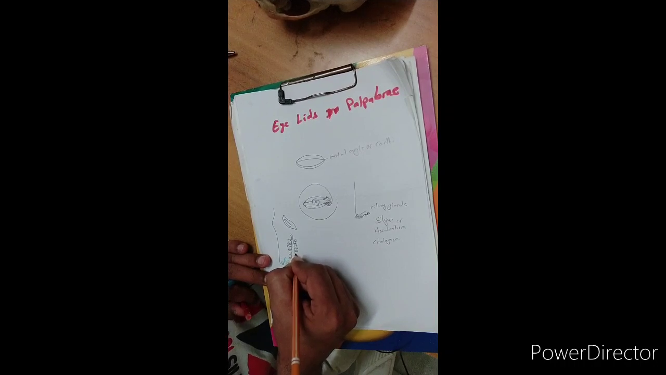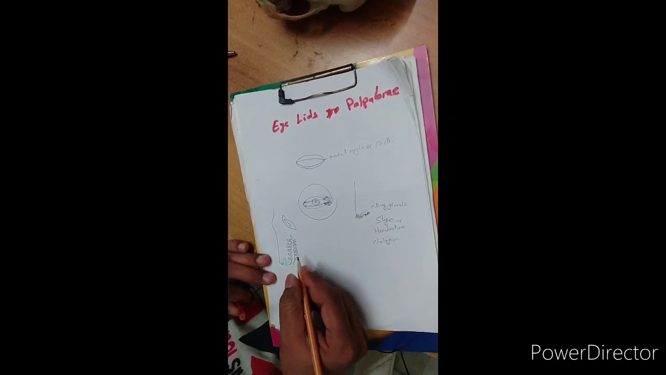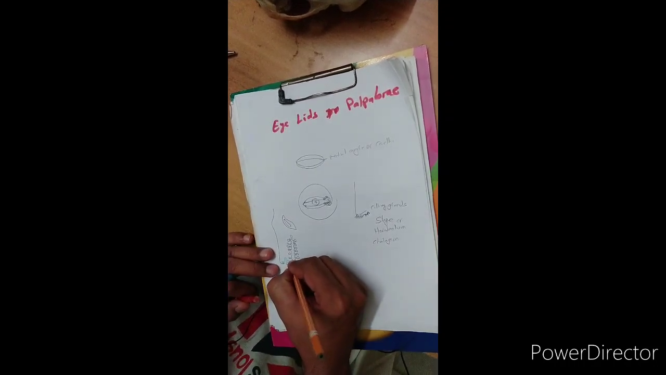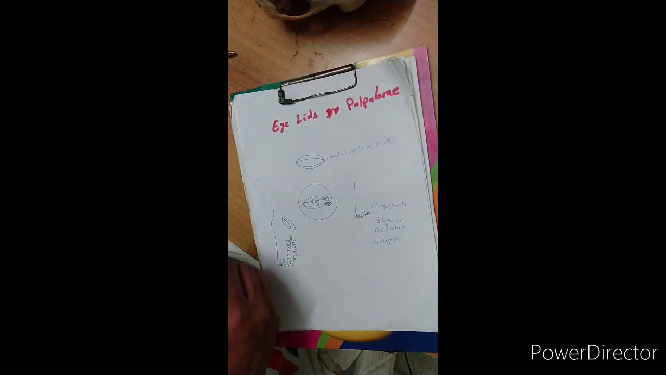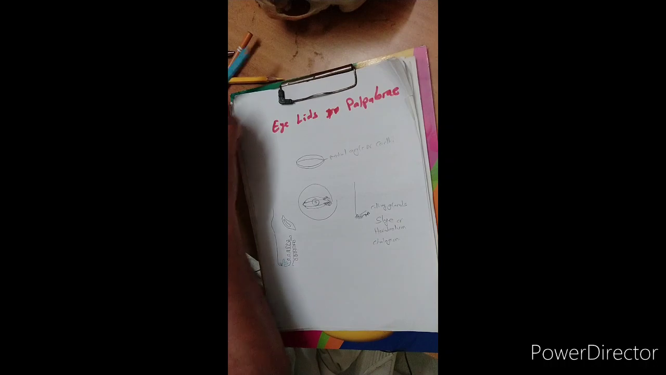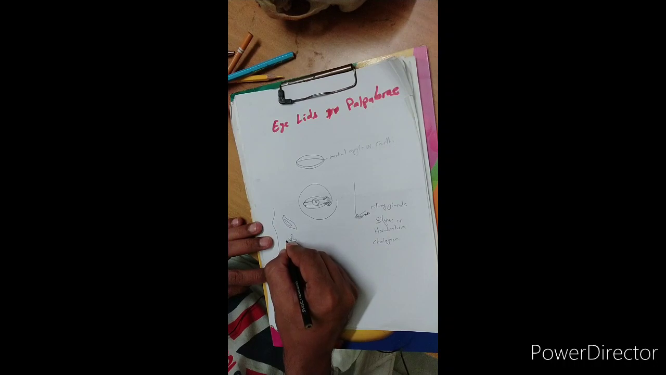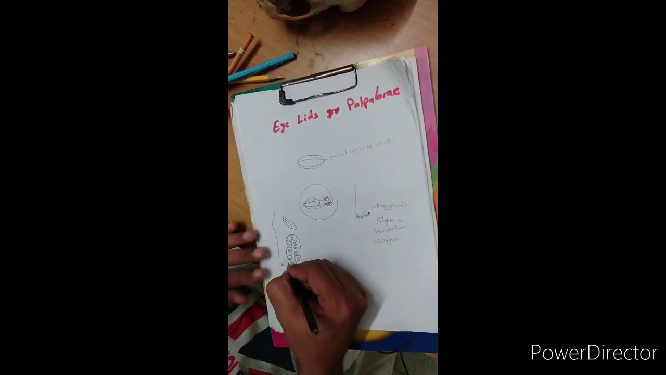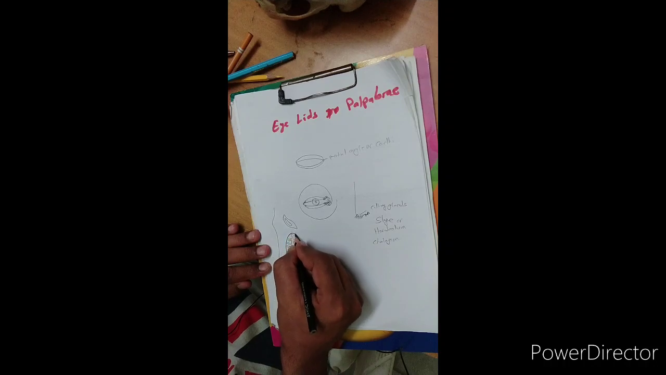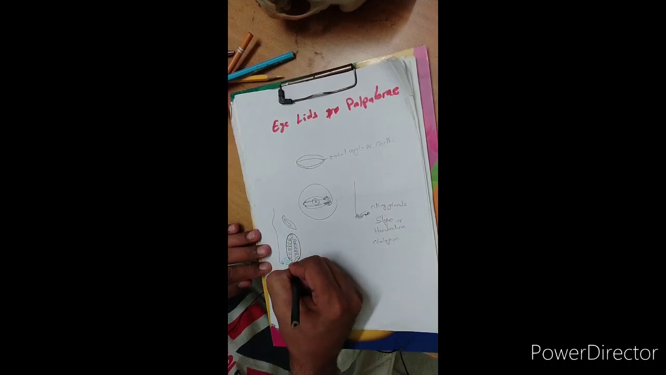And they have a common tube here. Okay, here, and this is the tarsal plate. This is the tarsal plate here, dark color.